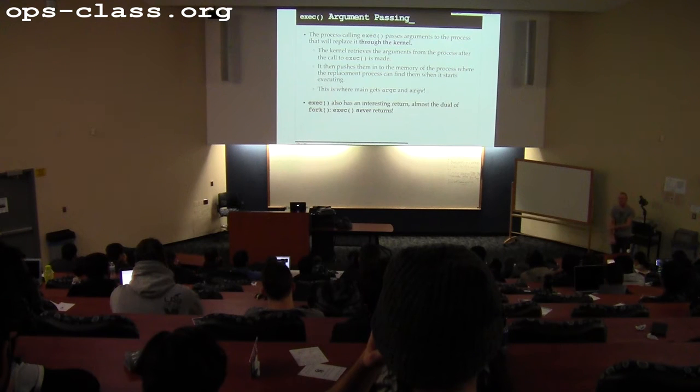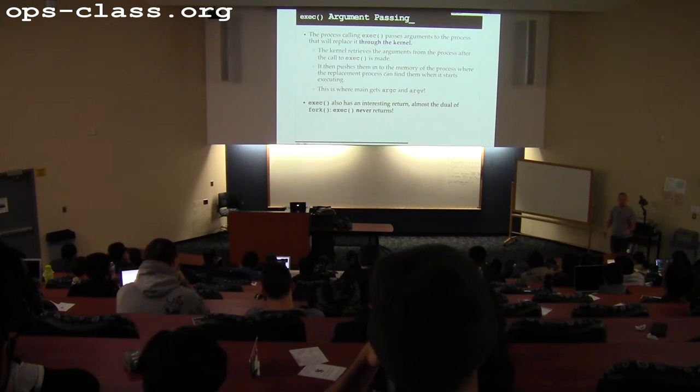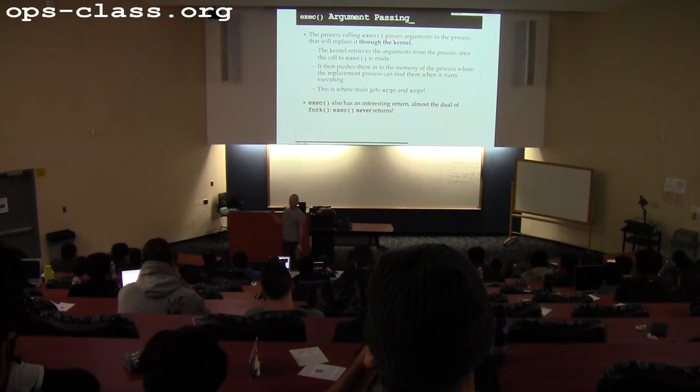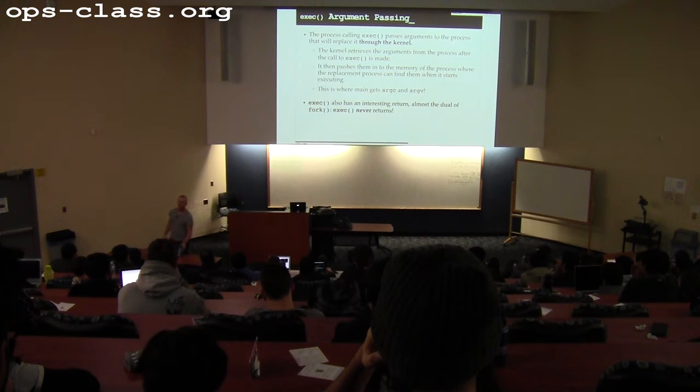And then exec is kind of an interesting dual of fork. Remember, fork returns twice. Exec does not return. There's nowhere to return to. The code that called exec is gone. It's history. It's been replaced by this new process. The new process has no idea what just happened. It's like it just woke up. Here I am. Here are some arguments that came from somewhere, outer space, apparently. And I'm going to start running.